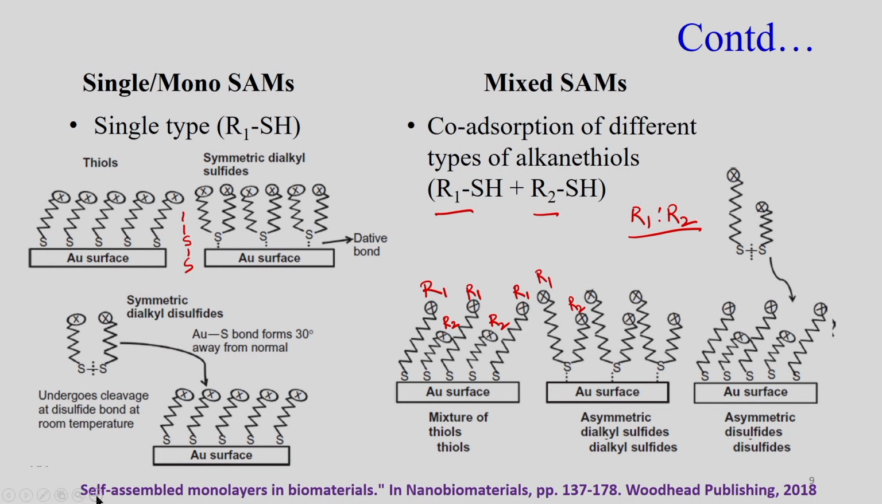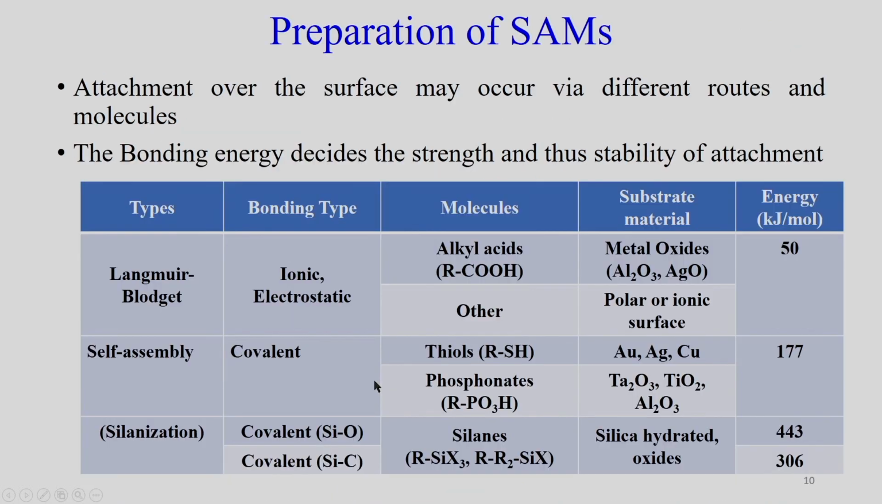For further detail on this, we can refer to Self Assembled Monolayers in Biomaterials. This is a book chapter. Now, for the preparation of the SAM we can use Langmuir Blodgett. Basically, ionic electrostatic interaction takes place, and these are the molecules. You can use alkyl acids or other molecules, and these are the substrates. We can use metal oxides or polar or ionic surfaces. So, here the interaction is ionic or electrostatic, and the interaction energy or bonding energy is 50 kilojoule per mole.